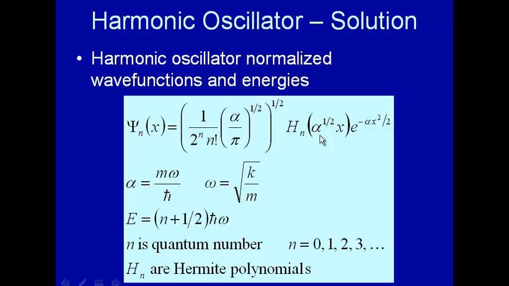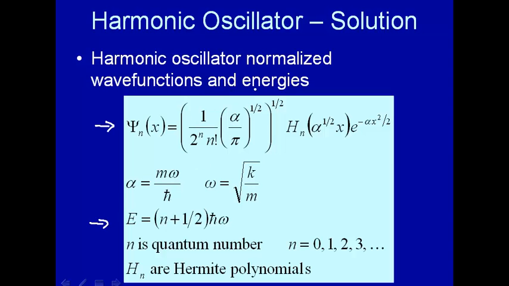Here we're going to look at the solutions to the harmonic oscillator problem in quantum mechanics. The details of the solution are in another video lecture. Here we're just going to summarize the results of solving the Schrodinger equation. Solving the Schrodinger equation involves getting wave functions and energies. So here they are. These are the wave functions and these are the energies for a harmonic oscillator.